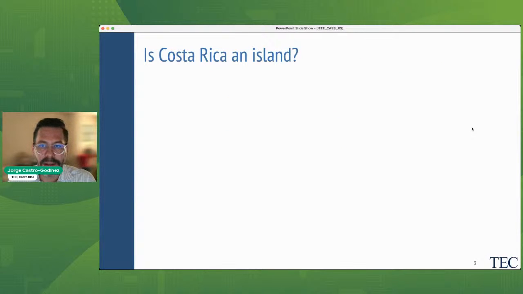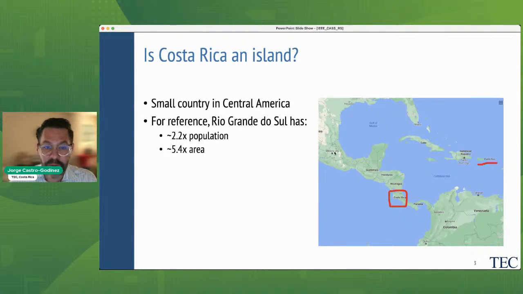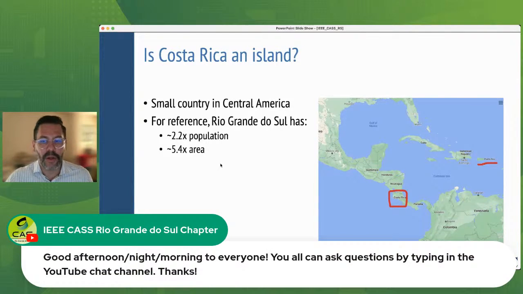Just pretty quick, and I normally do this as a joke for folks from other parts of the world: is Costa Rica an island? Because sometimes the words Costa Rica and Puerto Rico sound pretty similar to many, but we're not an island. We're in the middle of the Americas, connecting the two big chunks of North America and South America. And just for reference, this is some data I gathered when giving this presentation in Porto Alegre: in terms of population, the state of Rio Grande do Sul alone has twice the population and 5 times the area of Costa Rica. So we are a very, very small country.